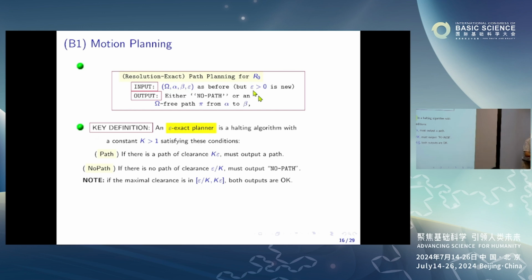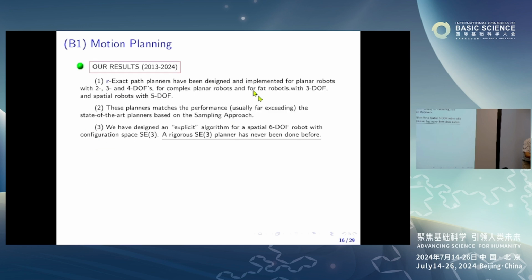And basically, for interest of time, I'm going to just tell you that we have been working on this for over 10 years, and we have designed all kinds of robots, implemented them, done experiments, compared with the state of the art, and we beat them. Okay? Beat the sampling methods and all those things, which are much weaker. They don't have a lot of guarantees at all. If they find a path, yeah, they found a path, but even that is not so clear.